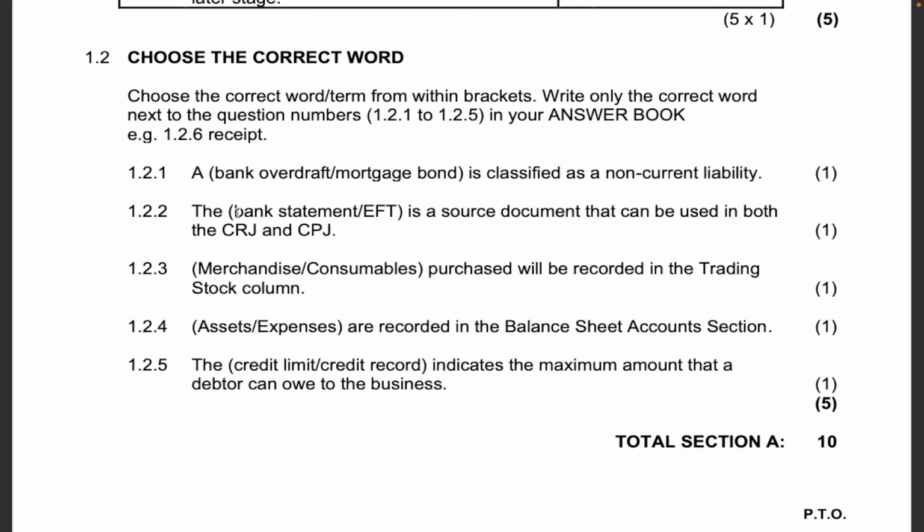1.2.3, merchandise or consumables purchased will be recorded in the trading stock column. What is the answer? Well, the answer is merchandise, okay? Because merchandise is the goods that we are buying so that we can sell them, otherwise known as trading stock or inventory or stock. Okay, so that one would go into the trading stock column, because merchandise is what we are selling in the ordinary course of business. What do we refer to as consumables? Well, consumables are items that are used up or depleted daily during the operations or activities of the business, and we replace them regularly.